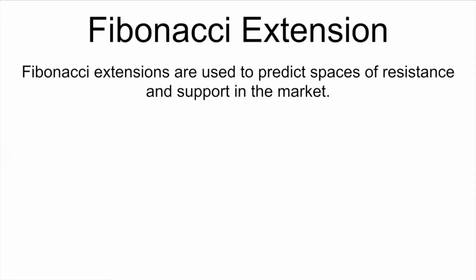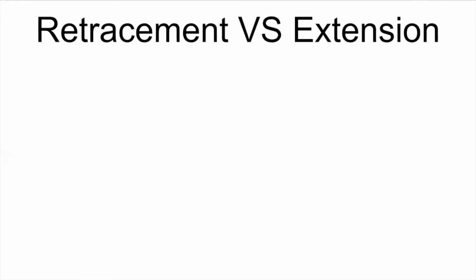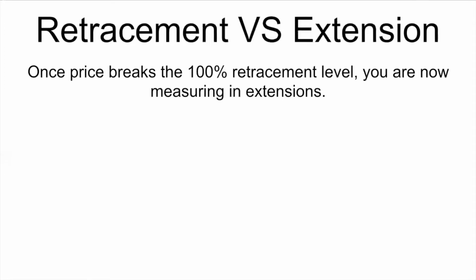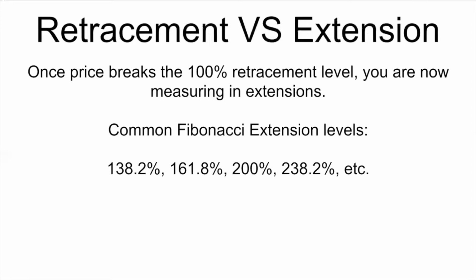All right, so now let's move on to Fibonacci extensions. With Fibonacci extensions, we use the exact same tool, and we use the exact same theories. A Fibonacci extension is simply used to predict spaces of resistance and support in the market, just like the retracements. So let's go over the differences between the two to clear the air. Once price breaks the 100% retracement level, you are now measuring in extensions. Common Fibonacci extension levels are 1382, 1618, 200, 2382, etc. Again, you don't have to memorize these. The tool itself will already have these on there. These are just the ones that I use personally.